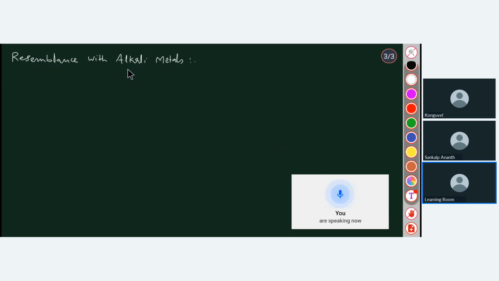So how does it resemble the alkali metals? Number one is the electronic configuration. It has the same electronic configuration as shown by the alkali metals. Let's see how. For example, hydrogen has only one electron in the valence shell, right? Yes, sir. Its electronic configuration is 1.